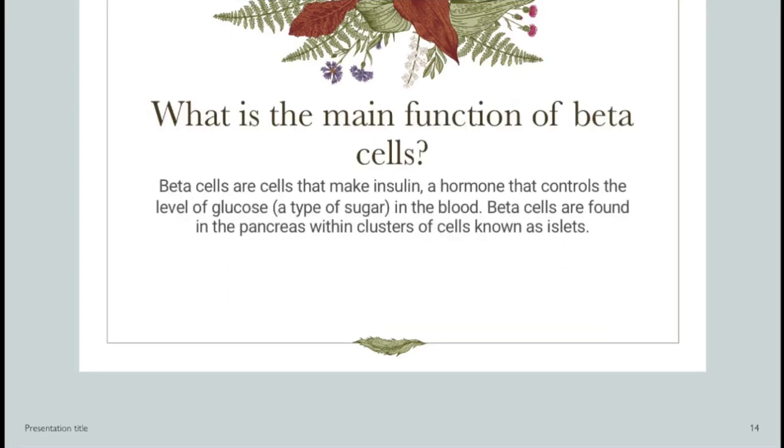What is the main function of beta cells? Beta cells are the cells that make insulin, a hormone that controls the level of glucose, a type of sugar, in the blood. Beta cells are found in the pancreas within a cluster of cells known as islets.